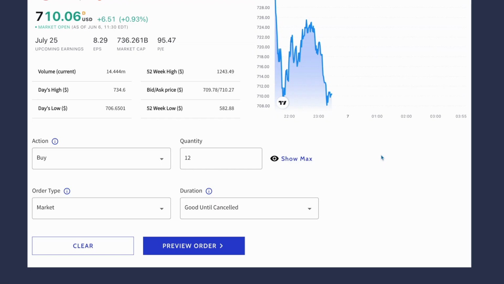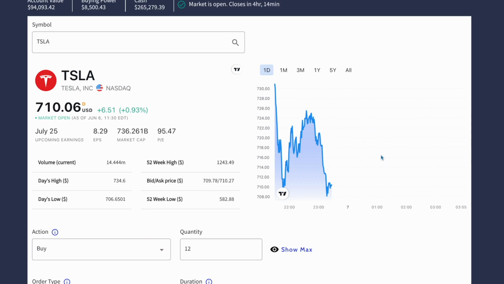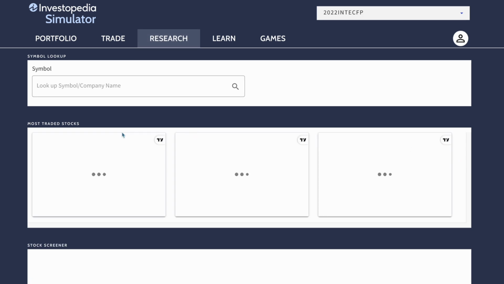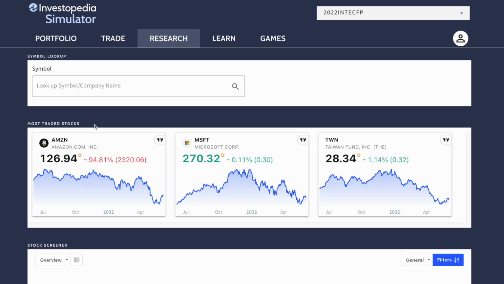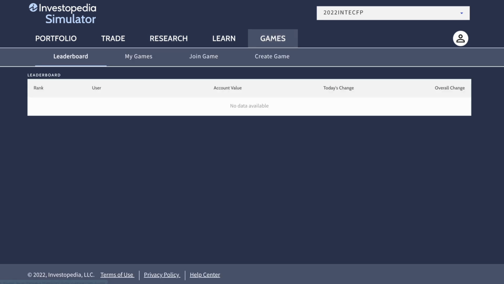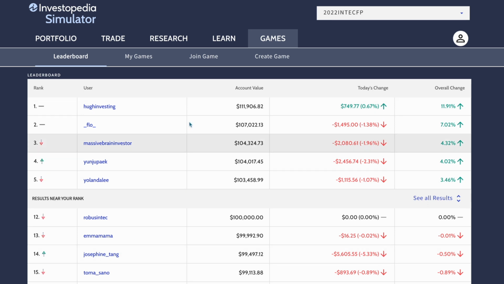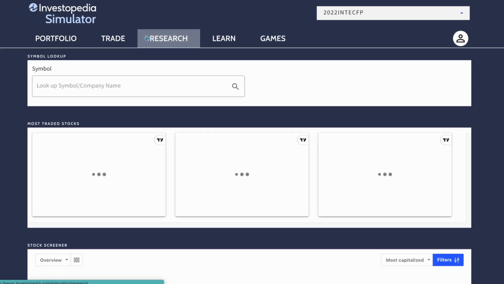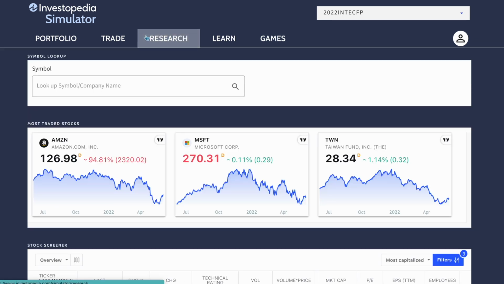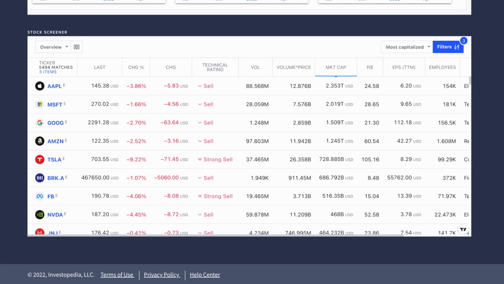Moving on to research, the first thing we see is the most traded stocks over here. This doesn't mean the most traded stocks in the stock market, but rather among fellow investors in the simulator. This data doesn't suggest anything, so I would usually ignore that. The bottom here, we can see all the stocks available for us, as well as a brief situation of the company.